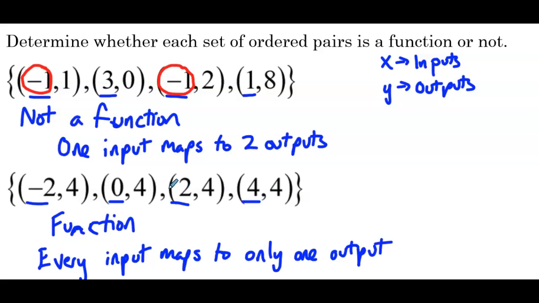Now, some of you are probably looking at this set of ordered pairs and going, but the output's the same every time. In this set of ordered pairs, the output's always 4. That doesn't matter, right? As long as each input has one output. Could be the same every time, like in this example. Every input could output 4. That's okay, that's still a function.